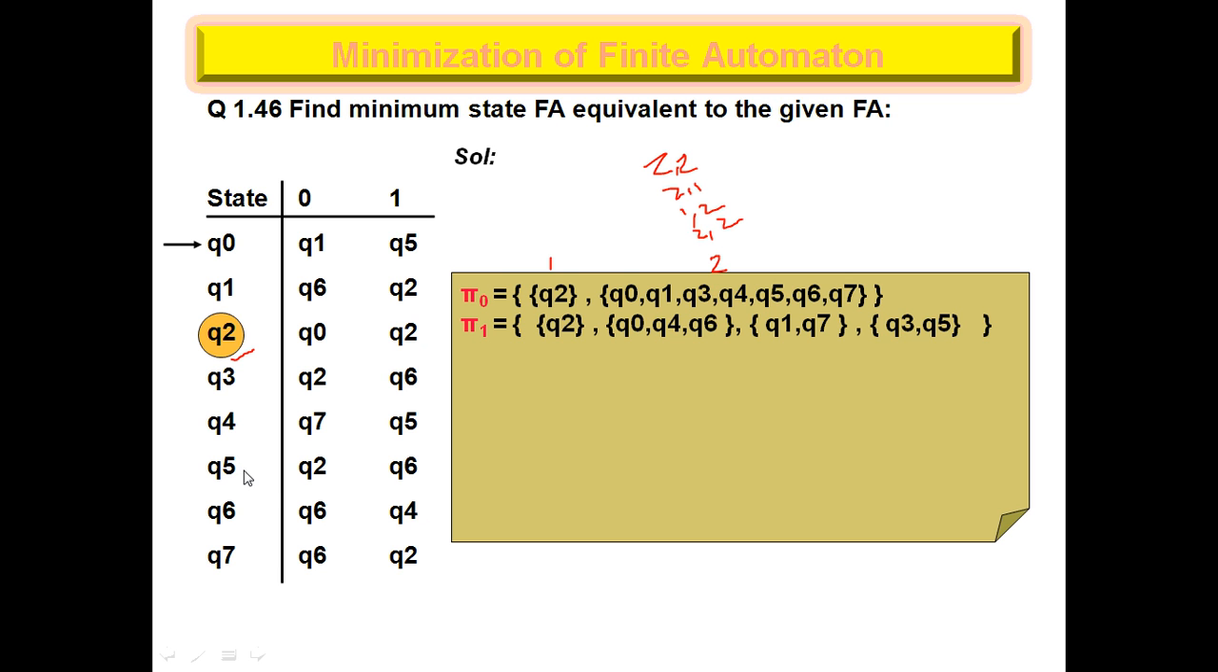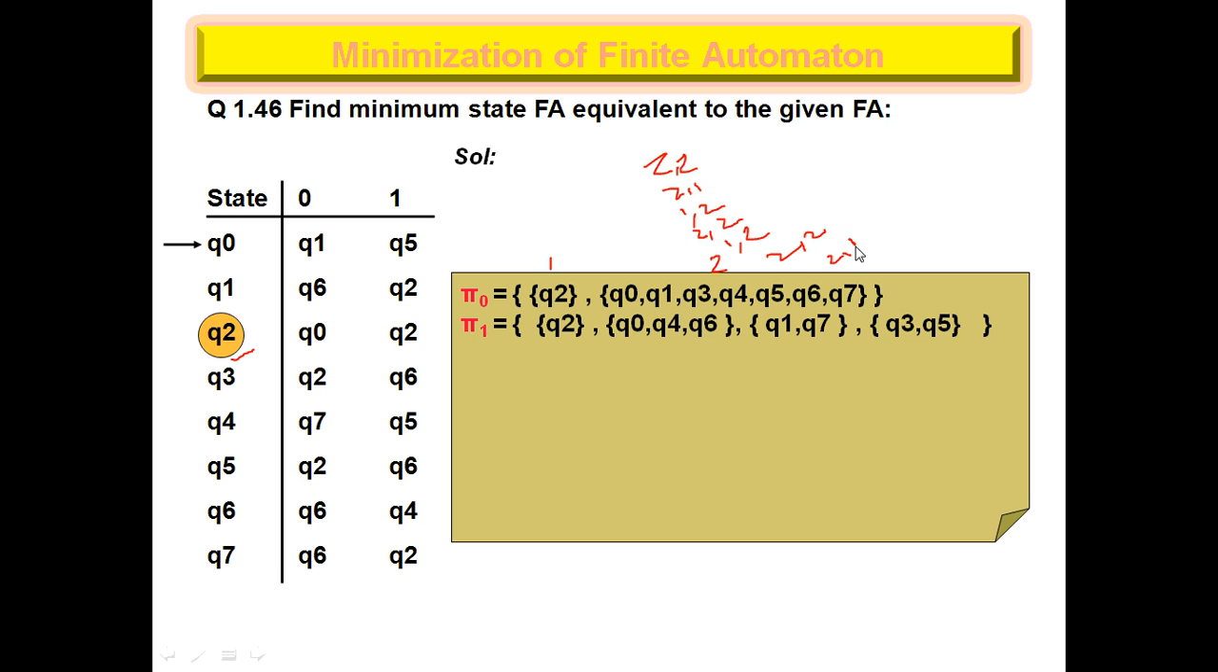For Q5 we have Q2 and Q6, clearly visible here, so again 1, 2. For Q6 we have Q6 and Q4, that is 2, 2. And last but not least, Q7 goes to Q6 and Q2, so we have 2, 1.